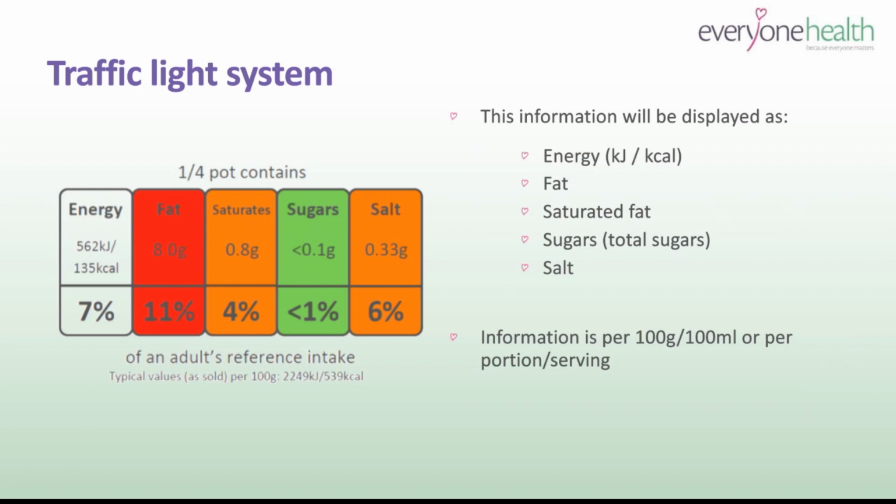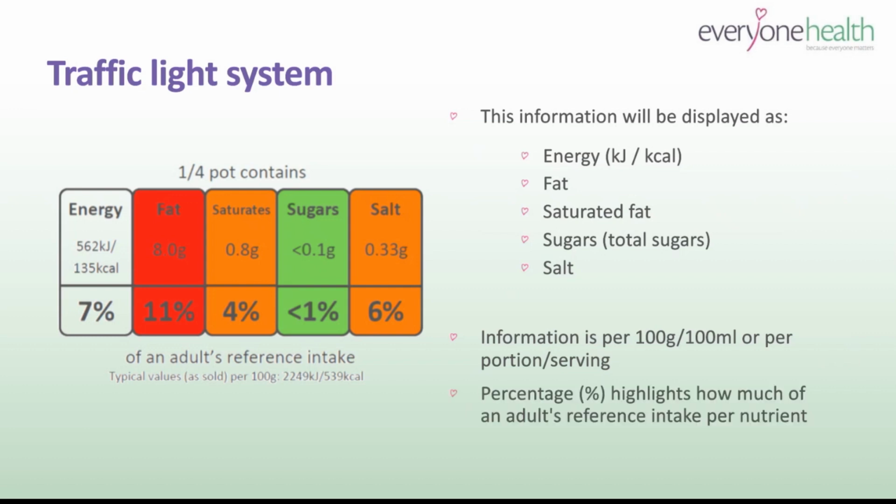Now, when we talk about the traffic light system, we really want to look at the percentages of the national intake, what we should be having. So there we go, 11% is 8 grams. So it's nearly a tenth of what we're allowed a day in only a quarter of this pot, whatever this food was. So percentage highlights how much of an adult's reference intake is per nutrient.